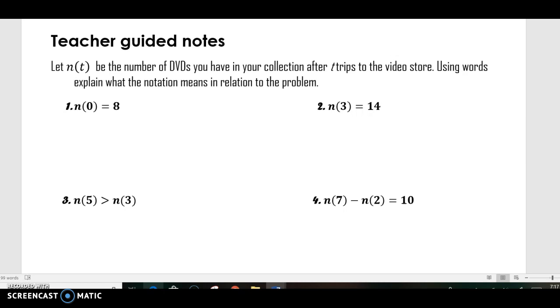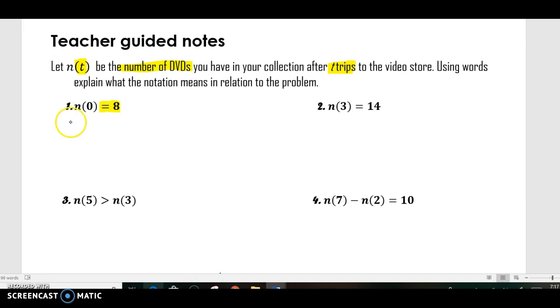So this is applying our function notation to a real life situation. So it says let n of t be the number of DVDs you have in your collection after t trips. Okay, so you see how t is right here, and we're saying t is the number of trips to the video store, and then it's going to represent the total number of DVDs, which is this number here. So in order to explain what that means, you just have to interpret the vocabulary.